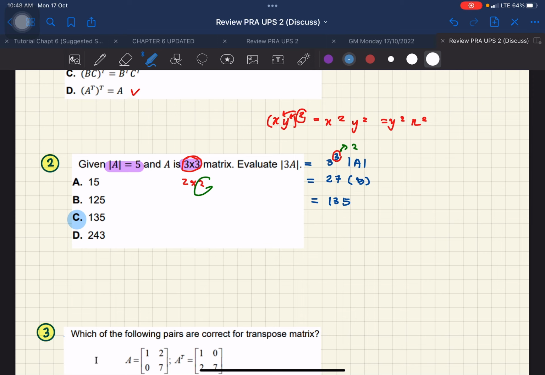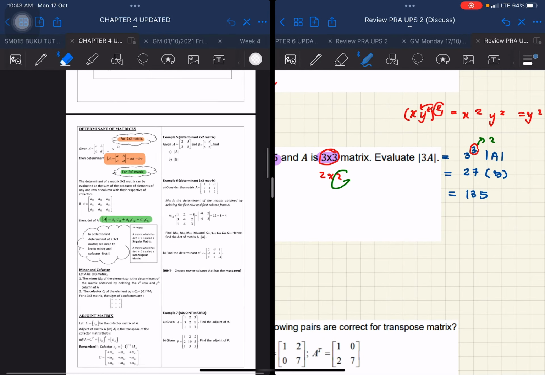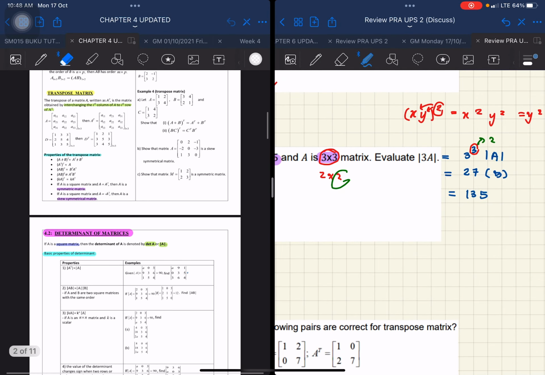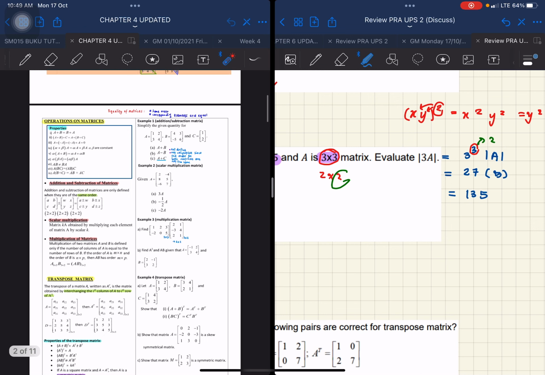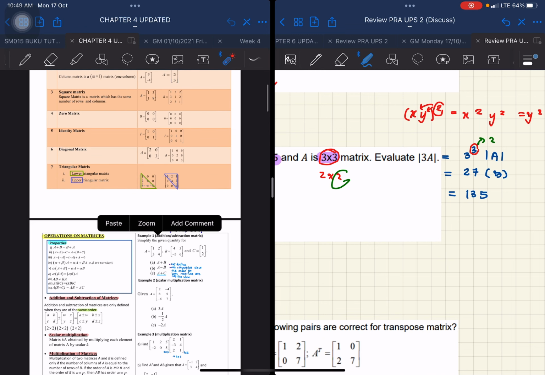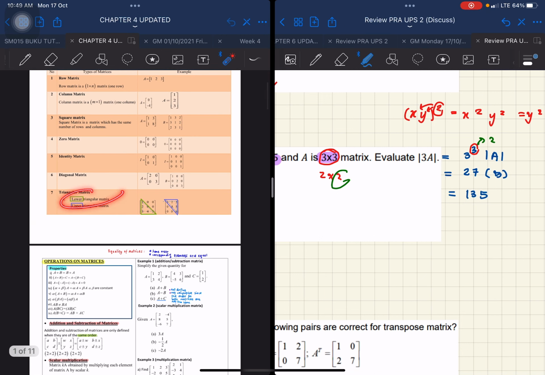So memang kena tahulah property. Let me show it to you. Okay, so properties of which. Okay, so ini penting untuk awak tahu. You need to know this. Properties of matrix. And then the type of matrix pun kena tahu. Okay, types of matrix. Take note of this. Remember, okay, which one is lower, which one is upper.